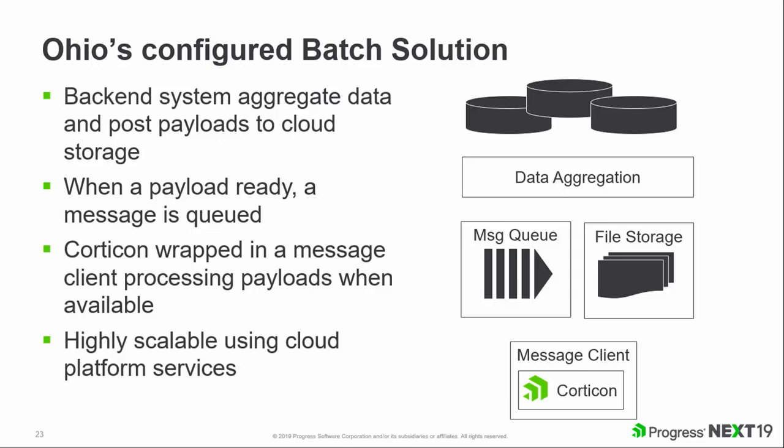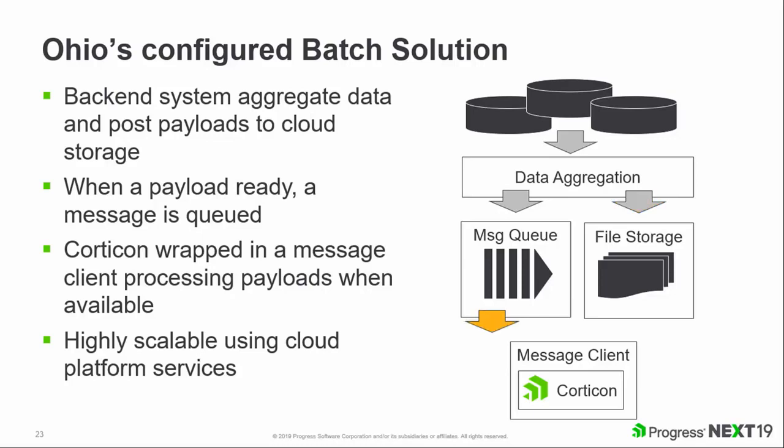So I'll just sort of walk through this here. The data's going to data aggregation. When it's got data ready, it's going to queue up a message. So again, this is an entirely cloud-hosted solution. Corticon's up in the cloud as well. They're going to queue a message that there's a record ready, and they're going to write the record out to a shared file system. When they were on AWS, it was just storing the record out to S3.